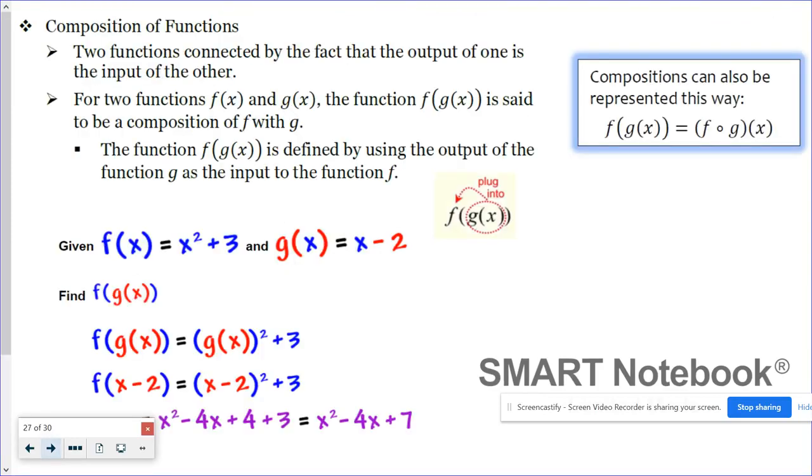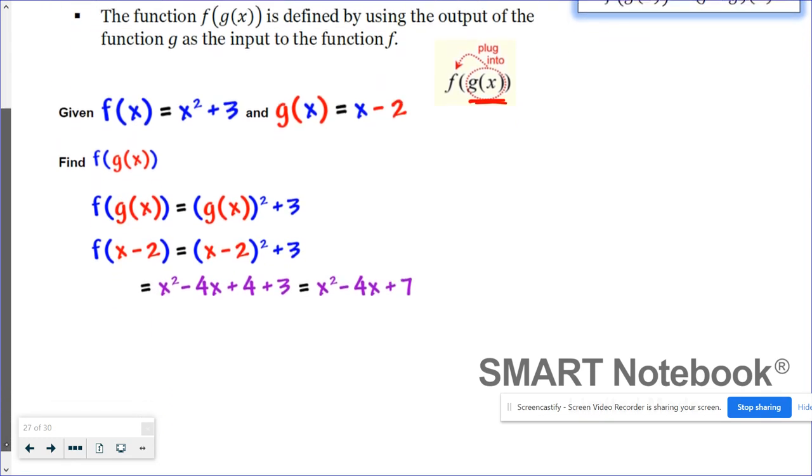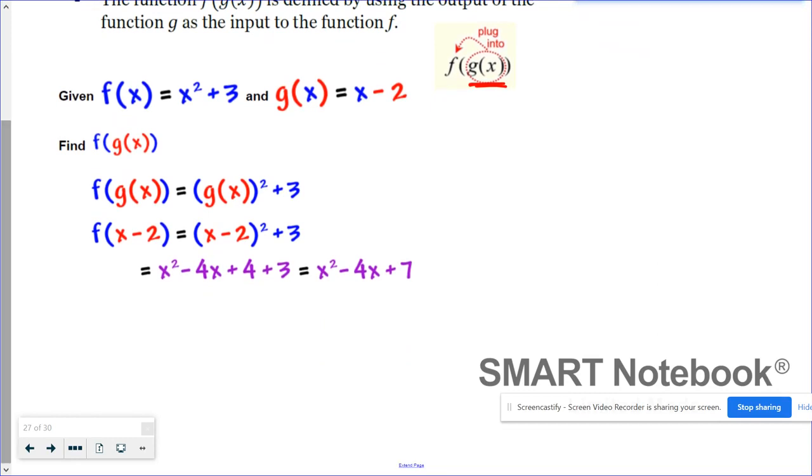So first off, a little reminder on what a composition of function is. It's two functions connected by the fact the output of one is the input of the other. So this function on the inside, we plug it into that function on the outside. On the previous episode, we simply evaluated. Here we're writing new functions. So below, we have an illustration of how this whole process is done.